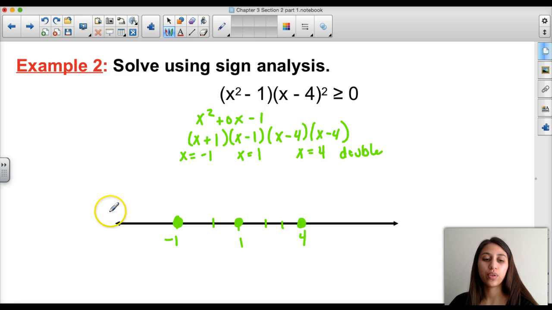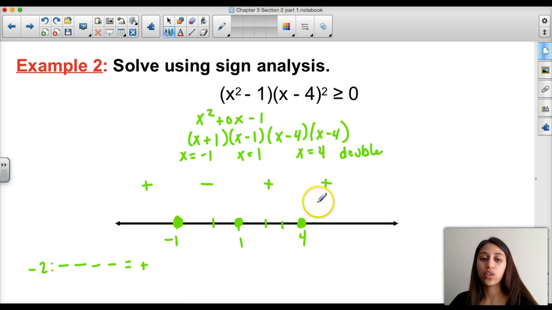Now we can test one value to the left of -1, so we can try -2. -2 plus 1 is negative. -2 minus 1 is negative. -2 minus 4, negative, and that's a double, so it's 2 negatives. 4 negatives is a positive, so we'll have a plus here. And again, our 1 is just a single root, so that means it alternates. Then we will continue to alternate, but now the 4 is our double root, so the sign has to stay the same on each side of where our 4 is.